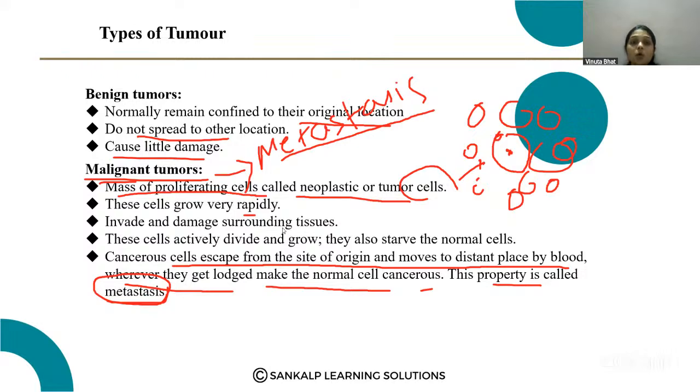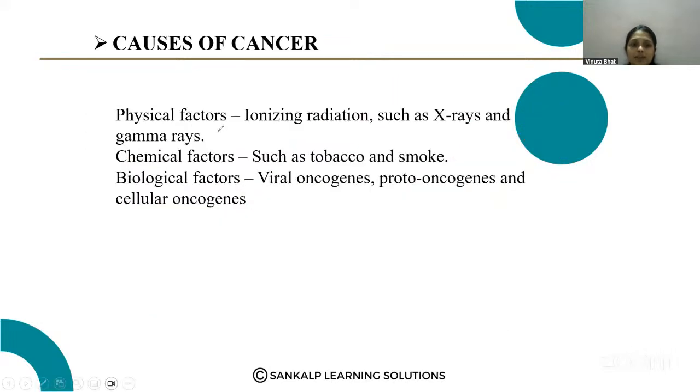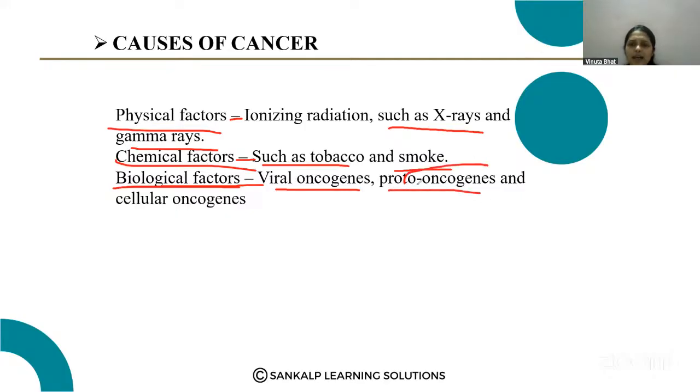Then what are the causes of cancer? Physical factors, chemical factors and biological factors are responsible for cancers. Physical factors like ionizing radiations such as x-rays and gamma rays, chemical factors such as tobacco smoke, and biological factors such as viral oncogenes, proto-oncogenes, oncogenes meaning cancer-causing genes, and cellular oncogenes. Some modified cells also cause cancer. That is an example of biological factors.